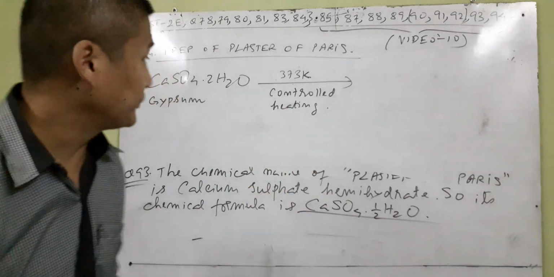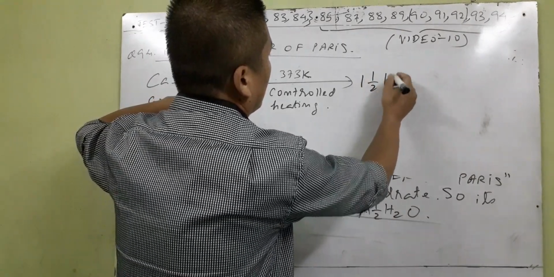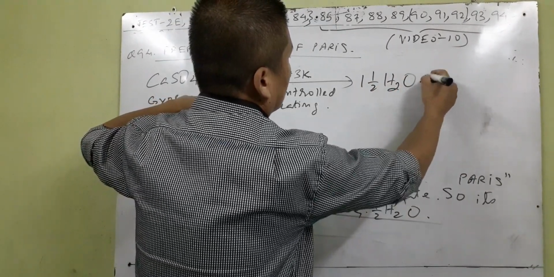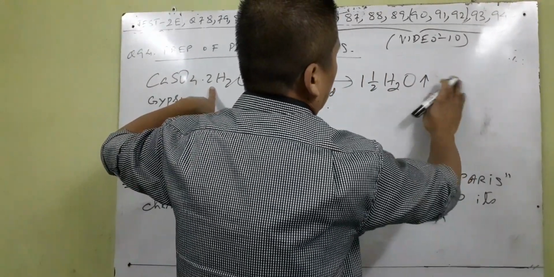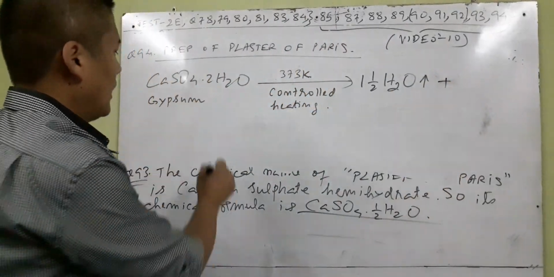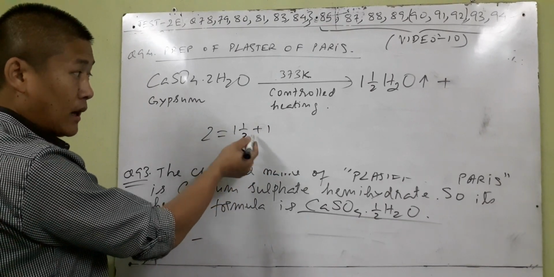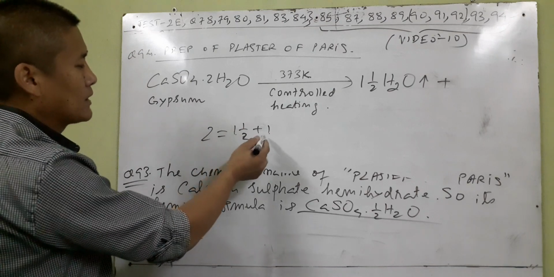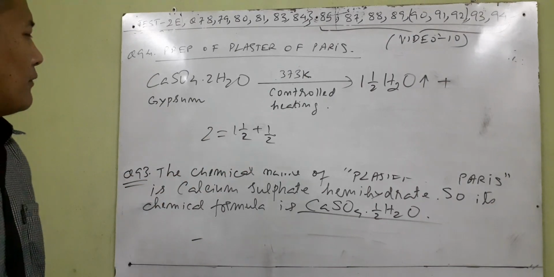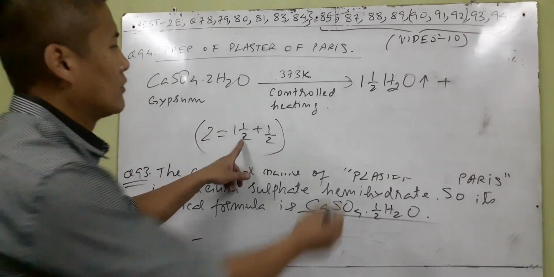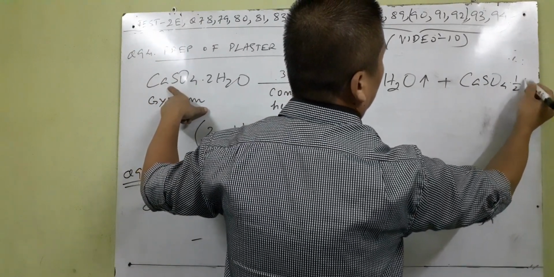Then when you do controlled heating, see here, how many water molecules are there? 2. So 1.5 will come out. 1.5 water molecules will go as steam. Steam means gas, just goes out of the test tube or the heating box. 1.5 plus half is 2. So 1.5 has gone out, that means only half is left. So you write the remaining formula, CaSO4·1/2 H2O.